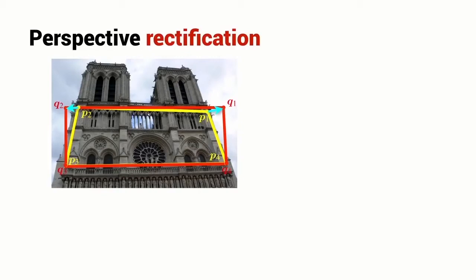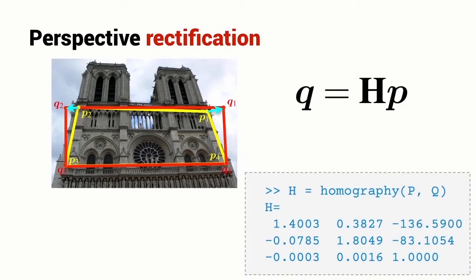So if I build up a matrix P, which contains as columns the points P1 through P4, and the matrix Q, whose columns are the points Q1 through Q4, then I can compute an homography. And it's shown here. It's very simple to do in MATLAB. Now that I have this homography matrix H, I can use it to transform any point P in my original image to any point Q in a second image.